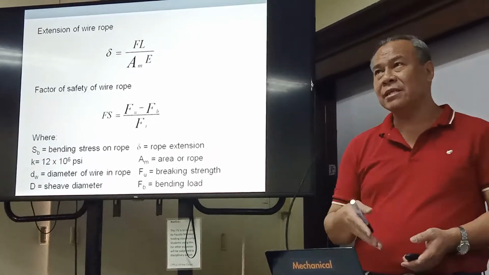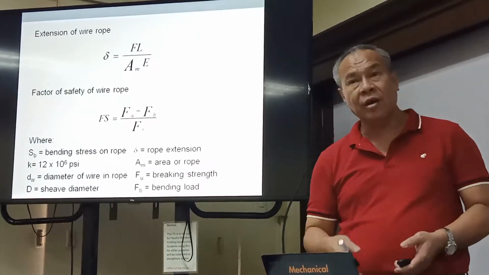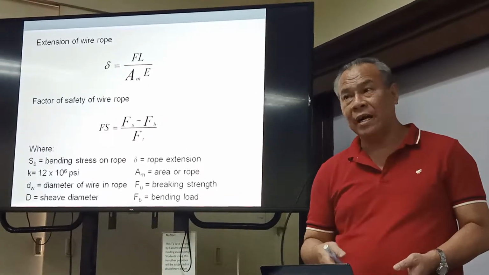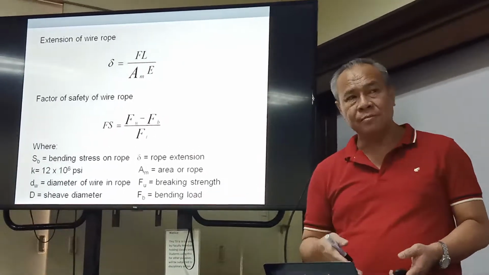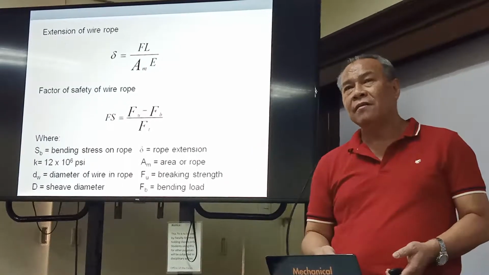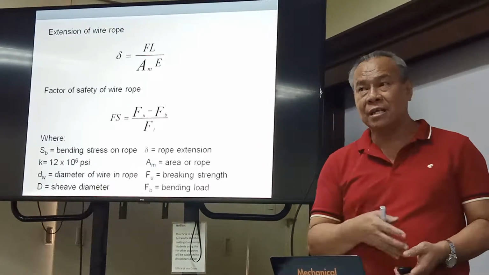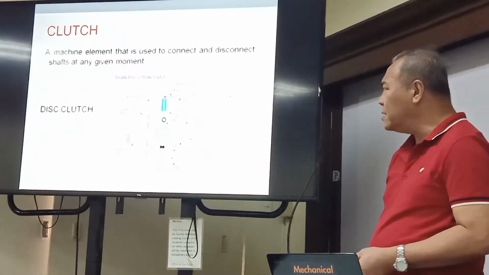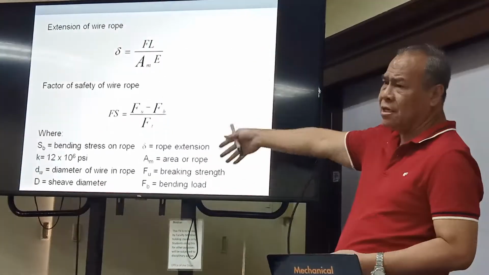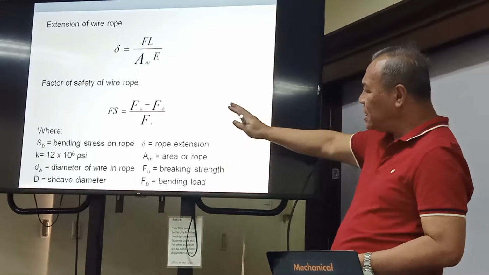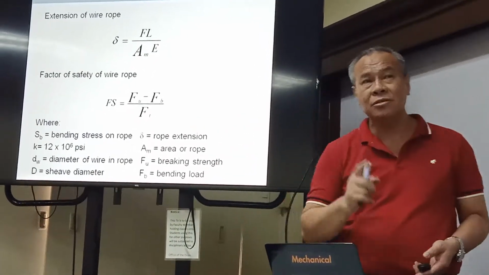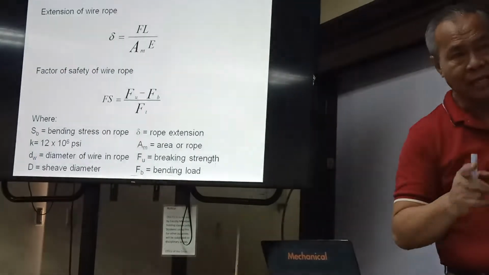That's why if you're considering the use of wire rope for elevators, you consider now a higher value of the factor of safety. In our textbook, there's a given value of the factor of safety for the particular uses of a wire rope. Now, how do we use this particular equation? Hindi natin basta-basta magagamit yan without consulting the textbook.